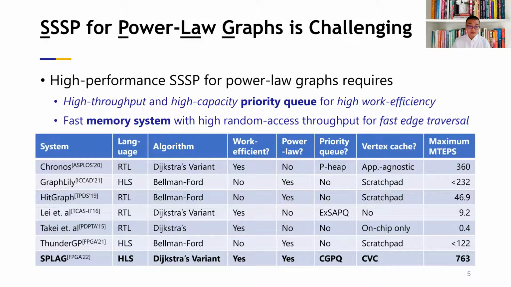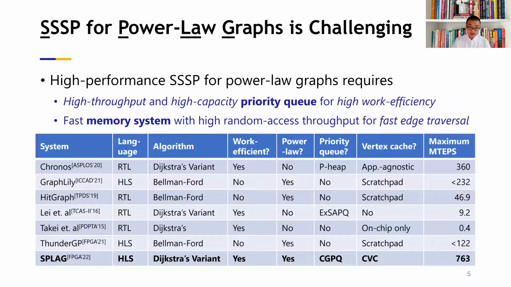This is because, first, SSSP requires a priority queue. Of course, there are algorithms that do not require a priority queue, for example, the Bellman-Ford algorithm. However, such algorithms require much more edge traversals. We will show later in the experimental results that although various graph processing systems can achieve much higher graph traversal throughput than our work, the high redundancy eventually leads to a poorer overall performance.